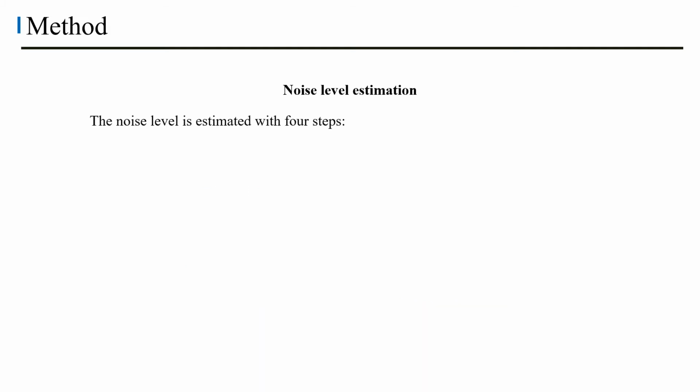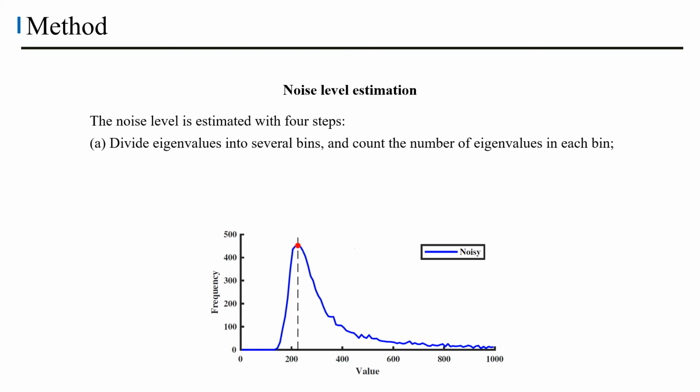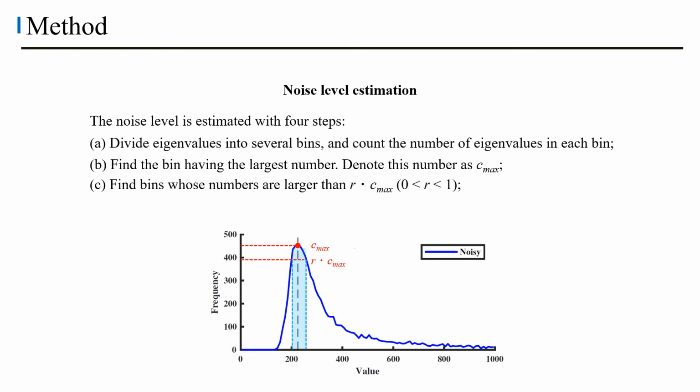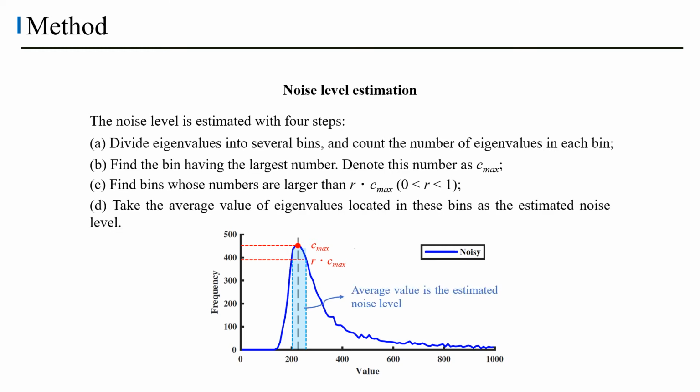More specifically, this method includes 4 steps. Firstly, it divides NG values into several bins. This is to plot the histogram. Secondly, it finds the bin with the largest number of NG values. Thirdly, it selects several bins. This is to determine the peak region. Finally, it averages the NG values located in these bins, and this average value is the estimated noise level.